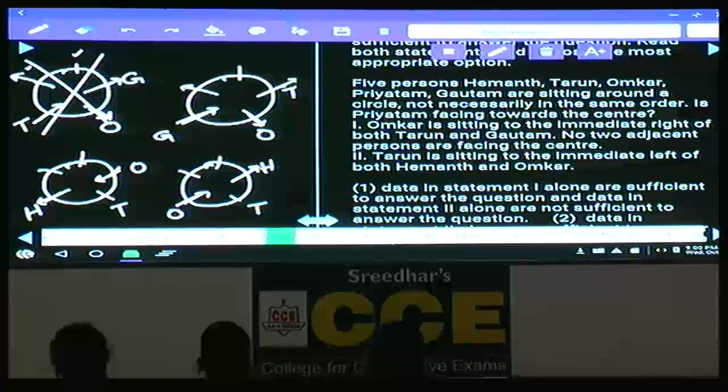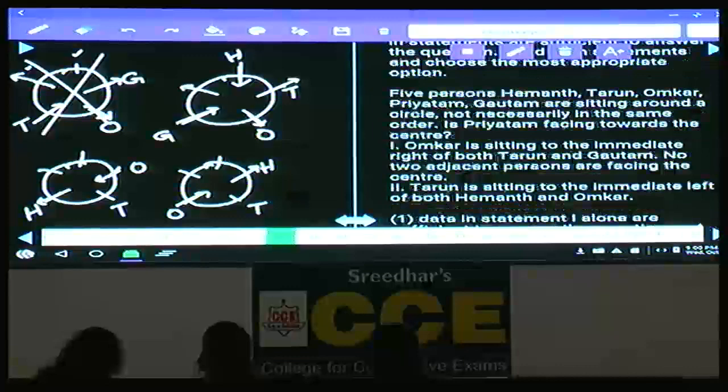Then coming to the next one, Tarun is to the immediate left of Omkar, and similarly Tarun is to the immediate left of Hemant as well, hence Hemant must be here. If Hemant is here, Hemant is also facing towards the center, and only then is Tarun to the immediate left of these two persons. Then who is the other person left over here? Preetham is the person left over.